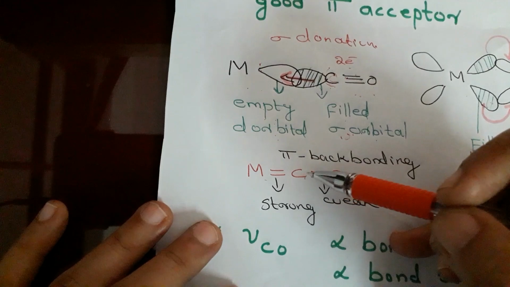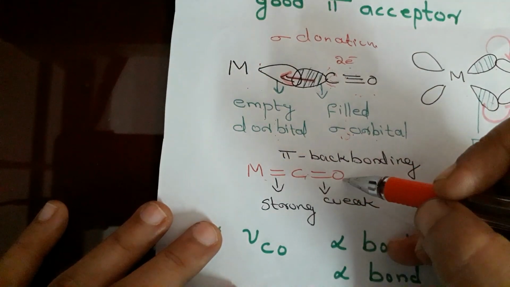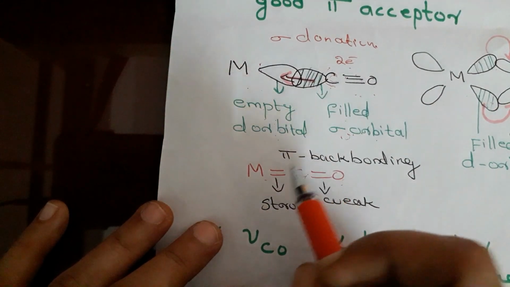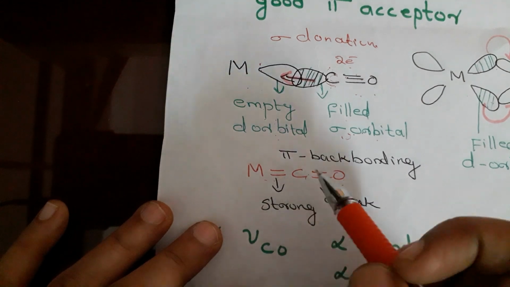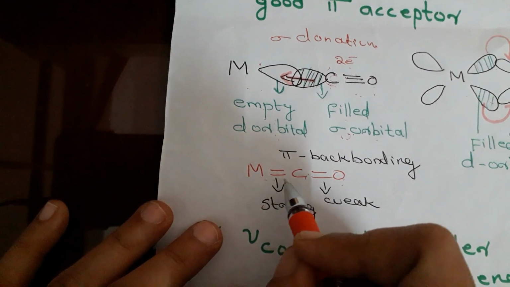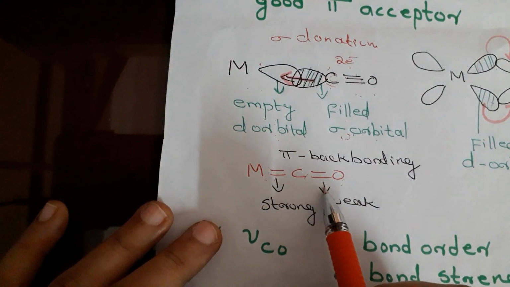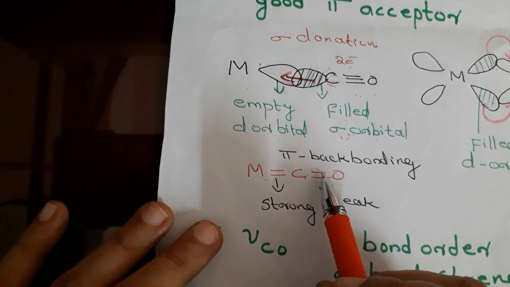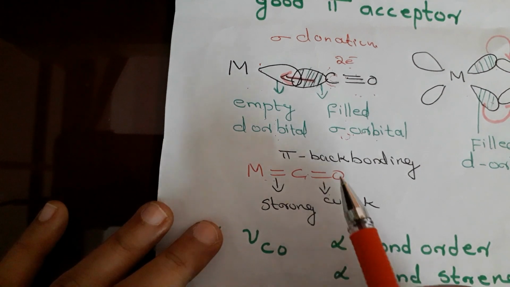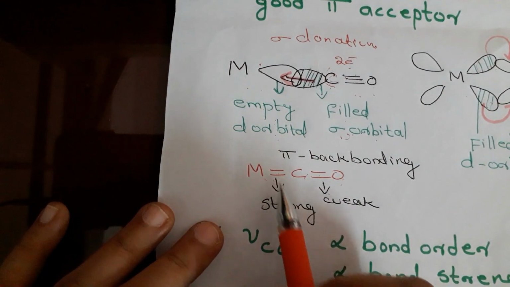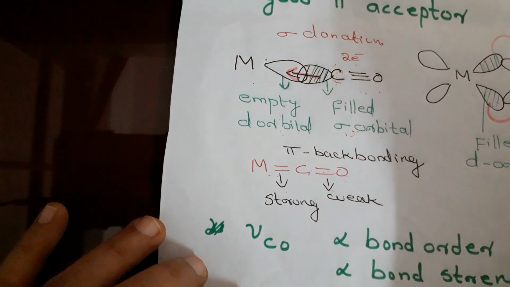So with pi backbonding, the metal-carbon bond becomes strong, but the carbon-oxygen bond, the carbonyl bond, becomes weak. The metal-carbon bond was a single bond before, but with pi backbonding it becomes very strong, acting like a double bond. The carbonyl group is a triple bond, but during pi backbonding it becomes weak, so it acts like a double bond. It is not truly a double bond; it acts as one because the bond is weakened. Okay, I think you got this concept.